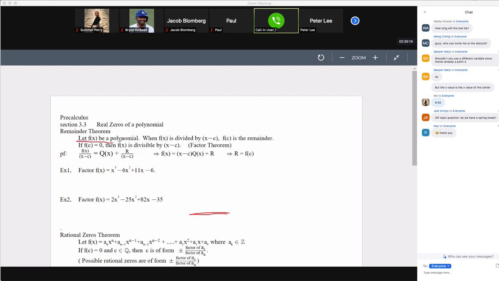Let f of x be a polynomial. First of all, this only applies to polynomials. So f of x is a polynomial. Now, if f of x is divided by x minus c, f of c is the remainder. Now, if f of c is equal to 0, then f of x is divisible by x minus c. That's called the factor theorem.